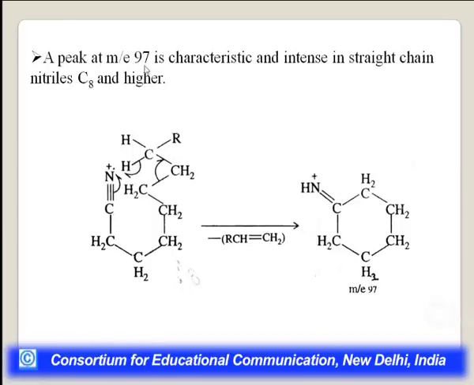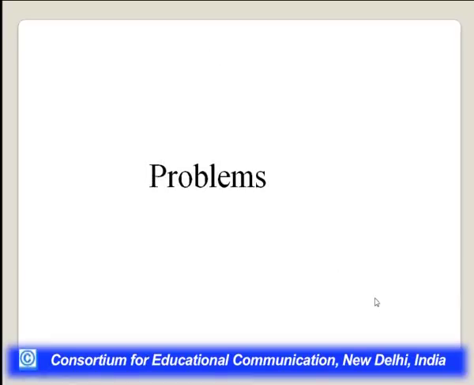A peak at a value of 97 is characteristic and intense in straight chain nitriles C8 and higher. Here you can see this kind of transition state will form and we will get this kind of cation by the cyclization. Here you can see how the rearrangement took place, how the bond cleavage, and this bond will cleave from this position, and a new bond can be formed over here, that is cyclization took place, and you will get this kind of charged species at a value of 97.